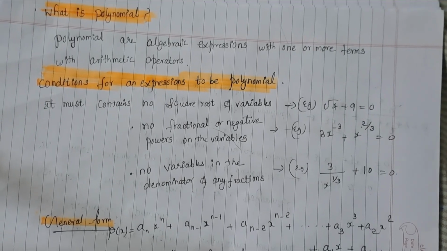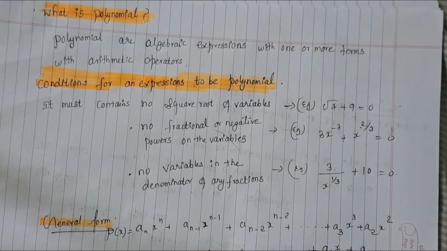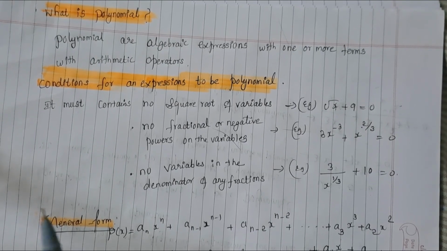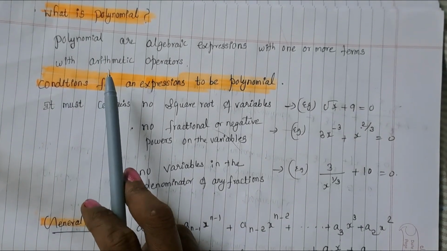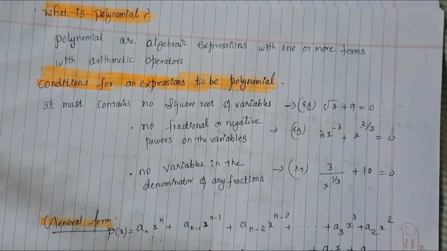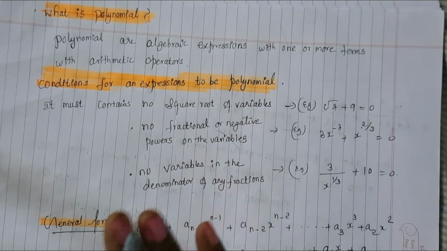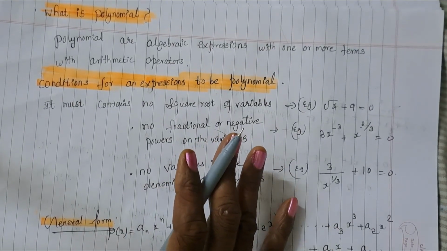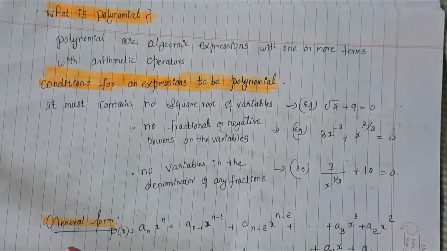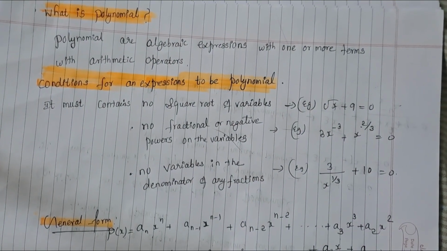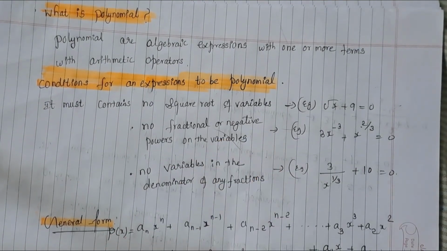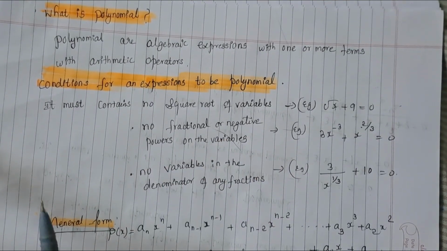Hi viewers. In the last class, I explained what algebra is. Here we are going to see what a polynomial is. Actually, every polynomial is an algebraic expression, but not all algebraic expressions are polynomials, because there are some conditions for an expression to be a polynomial. That we will see. Okay, let me explain.